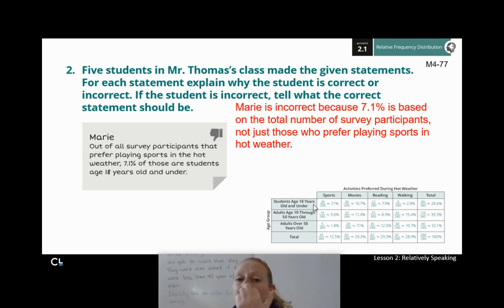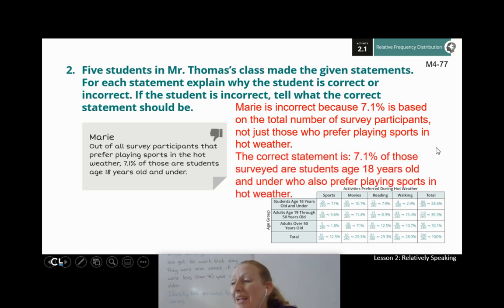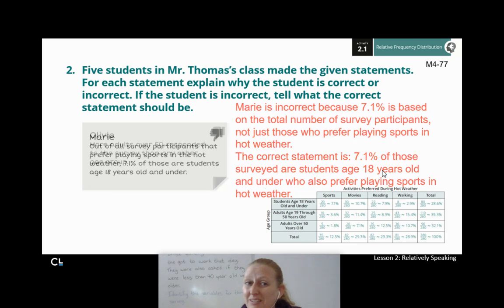Because 7.1% is based on the total number of survey participants, not just those who prefer playing sports in hot weather, right? So the correct statement should be that 7.1% of those surveyed are students age 18 years old and under who also prefer playing sports. So it's just the way she worded it. It's not 7% of the people who played sports. It's 7% of all of our participants are 18 years and under who prefer to play sports. I know that sounds silly, but it kind of matters.